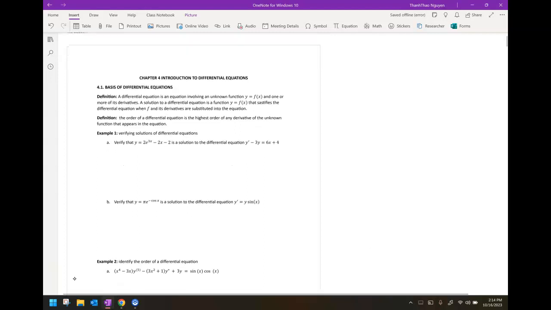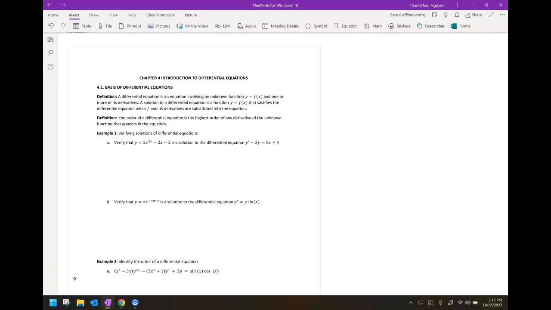The order of a differential equation is the highest order of any derivative of the unknown function that appears in the equation. So here, for example, we want to verify if the given solution is indeed the solution to the differential equation. Verify that y equal 2e to the 3x minus 2x minus 2 is a solution to the differential equation y prime minus 3y equals 6x plus 4.